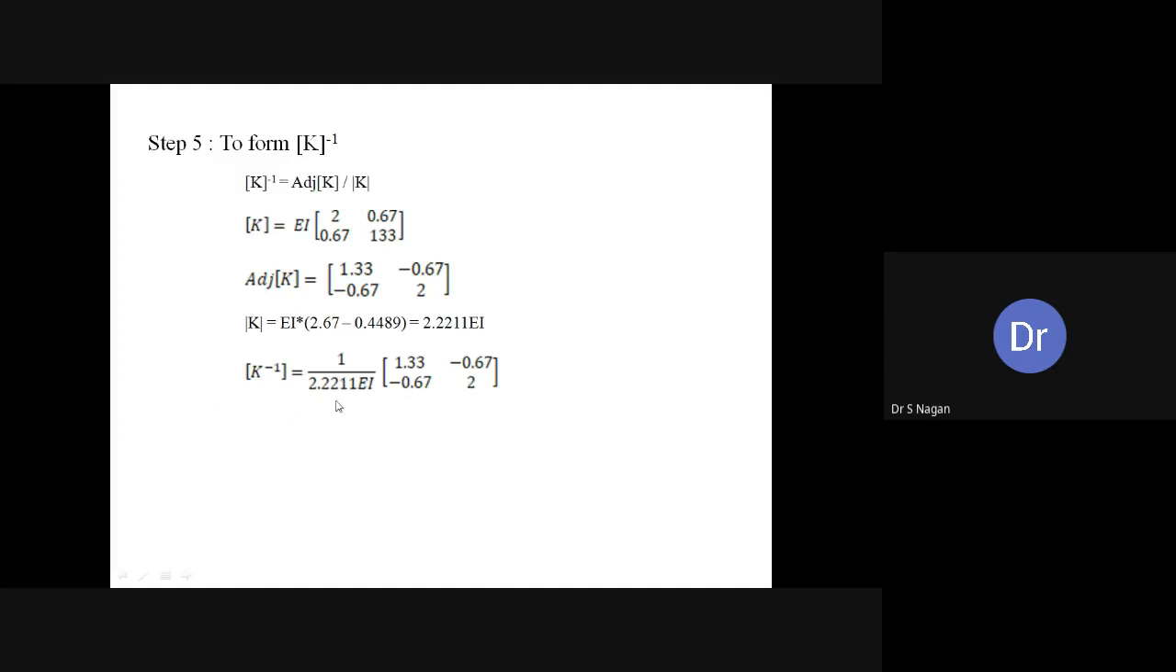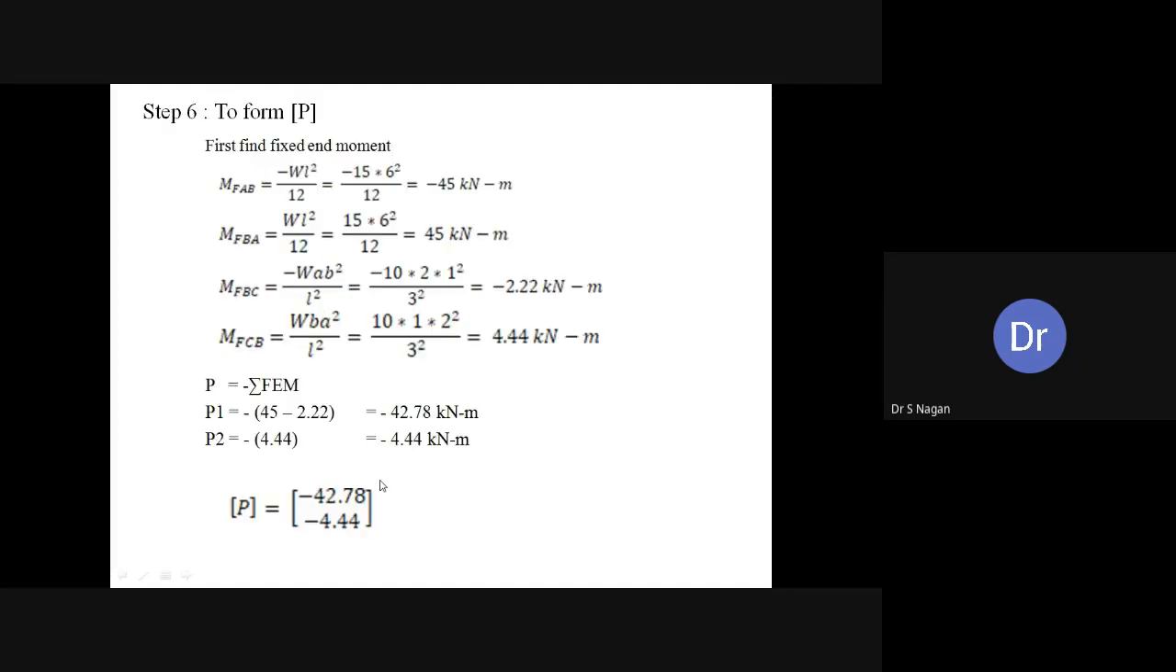Therefore, K inverse is equal to 1 by determinant. The determinant is 2.22 EA, and this value is adjoint K. You can even multiply or divide all the values by 2.22 and simplify to get the K inverse value. Okay, next step is to form the capital P matrix.